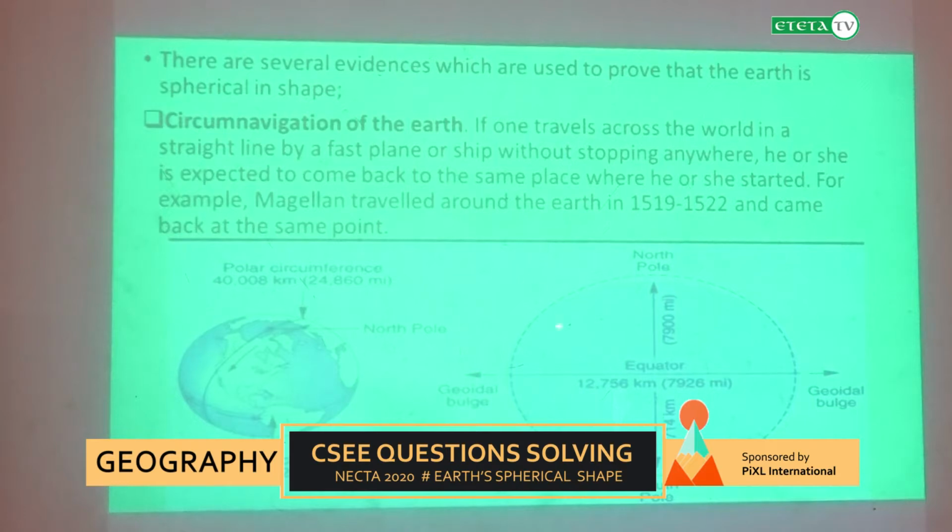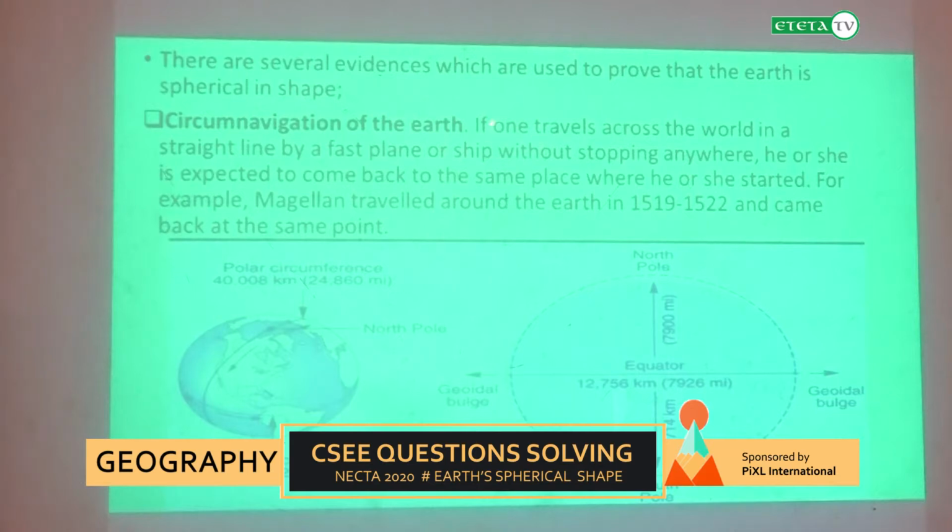Here, we need to know that we said that the Earth is spherical in shape. This one here, it is spherical in shape. Meaning that if you move from this point, going this direction, you come this way. Coming this direction, you come this way. You will come back to the same place because it is spherical in shape. And here we have Magellan, who traveled around the Earth in 1519 up to 1522, and he came back to the same point. You can see how many years he used.